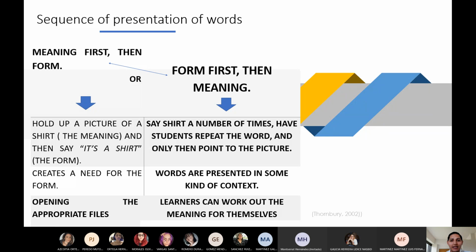So the context now is included. Learners can work out the meaning for themselves. Okay? So both of them are valid. Both of them are effective. It all depends on the situation of your task, on the situation of your lesson.